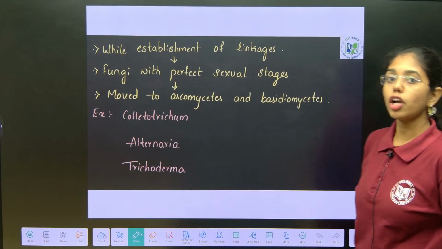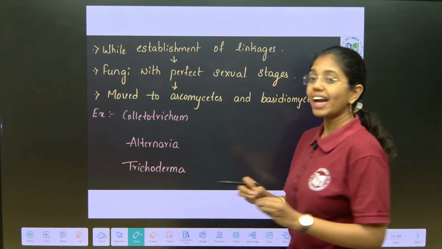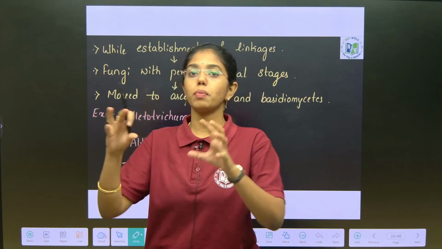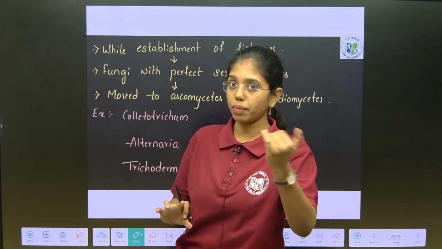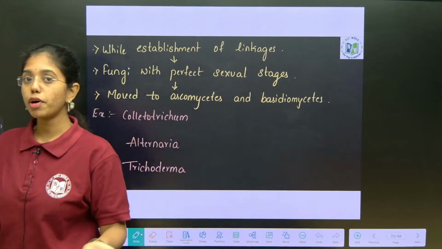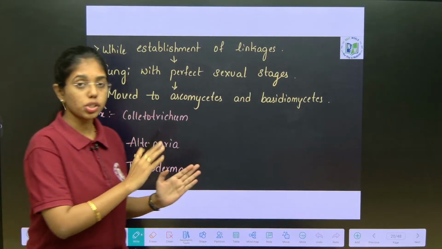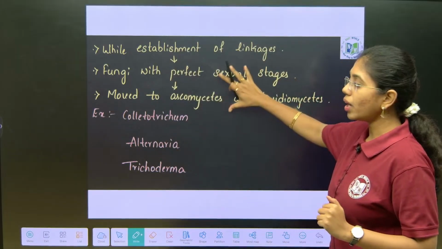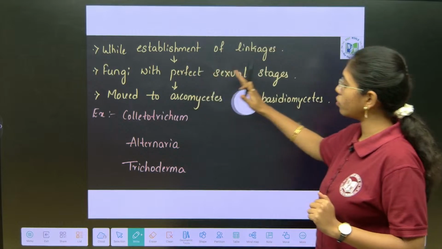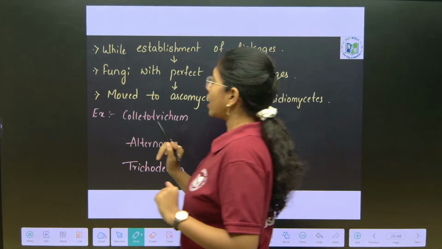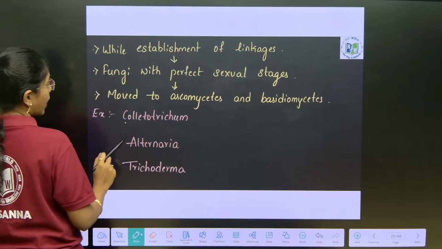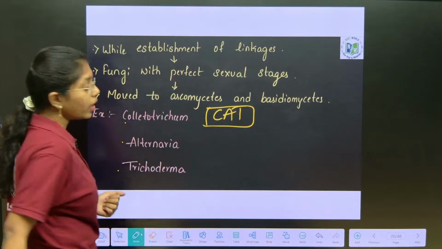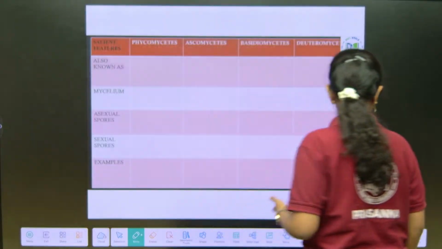Next, this one. While the establishment of linkages, what happened is fungi with perfect sexual stages were moved again from Deuteromycetes to Basidiomycetes and Ascomycetes. Those fungi which were placed in Deuteromycetes, which have perfect sexual stages, were moved to Ascomycetes and Basidiomycetes. Okay, that is what is explained in your NCERT. Do not get confused with those two lines or statements. Next, the examples: Colletotrichum, Alternaria and Trichoderma, which you can easily remember like CAT. Okay. So, with this we have dealt with the complete classes of fungi.